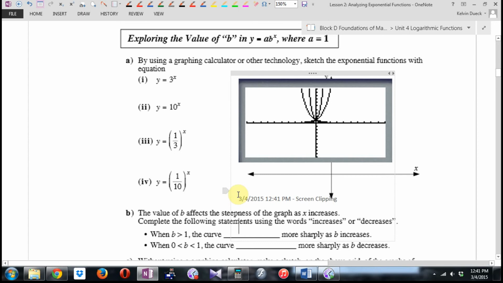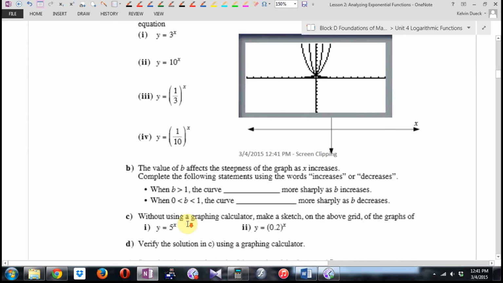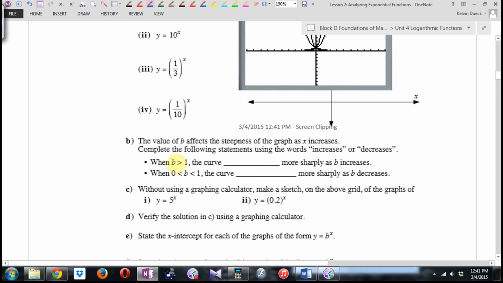You guys can make a sketch in your notes, or if you see what we did, you're also okay. But here's what we're going to summarize in part B. When b is bigger than 1, not a fraction, it increases faster. The bigger b is, the faster you increase, the steeper you get.